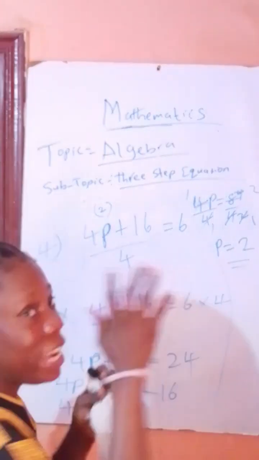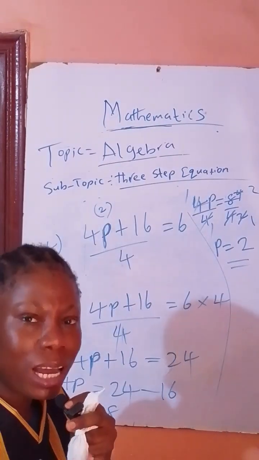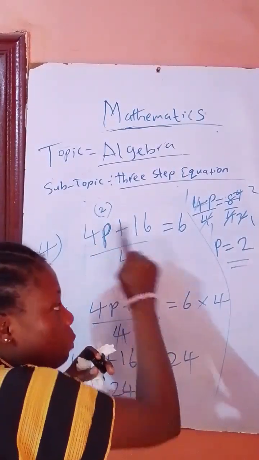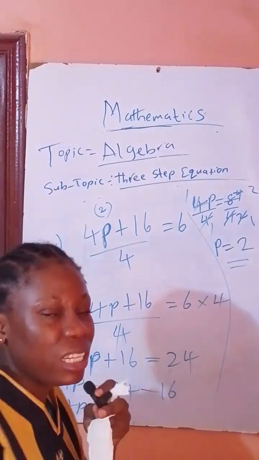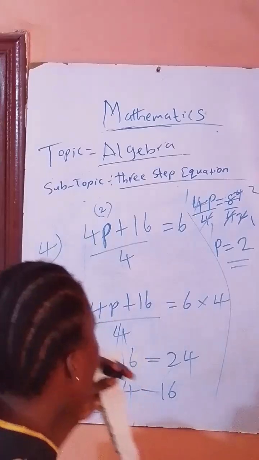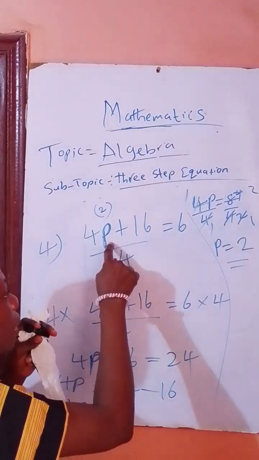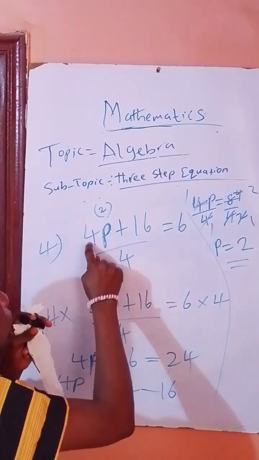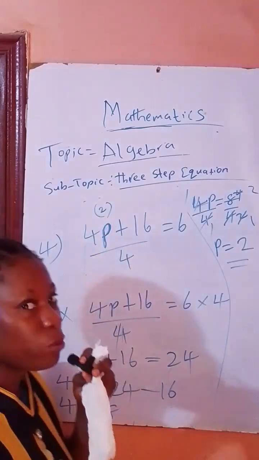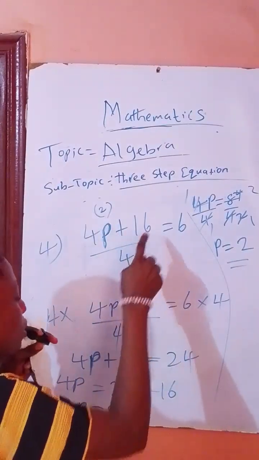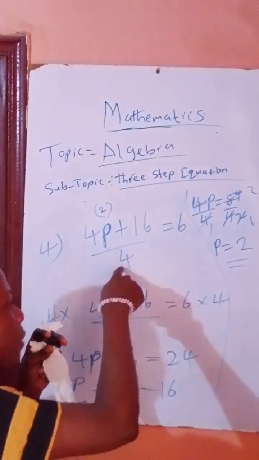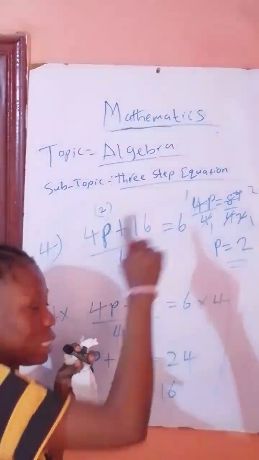Again, we want to check whether our answer is correct. Before, we did not know our p, but now our p is 2. We replace this p with 2. 4 times 2 is going to give us 8. 8 plus 16 is going to give us 24. Then 24 divided by this 4 gives us 6, which confirms our final answer.